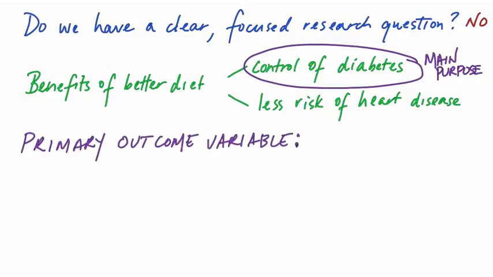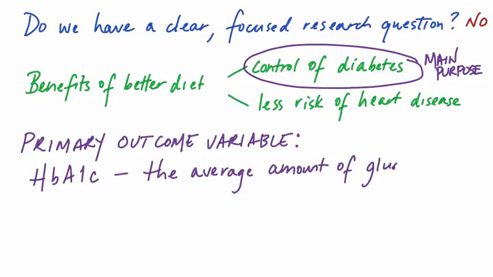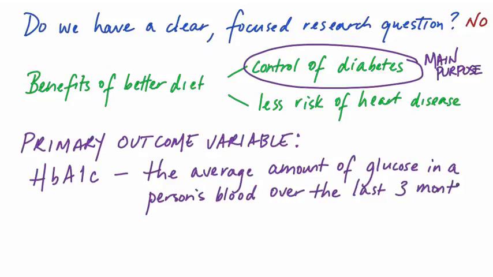HbA1c, or glycated hemoglobin is another name for it, measures the average amount of glucose in a person's blood over the last 3 months. The fact that it gives this long-term picture instead of a snapshot in time is why it is a preferred method of measuring how much a diabetic's disease is under control. Diabetics have higher levels of HbA1c than healthy people, and higher levels of HbA1c indicate less blood glucose control.